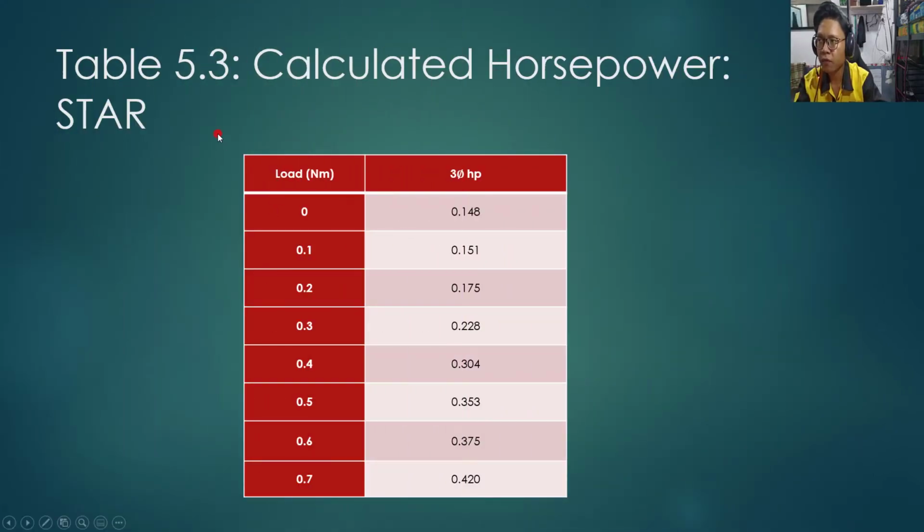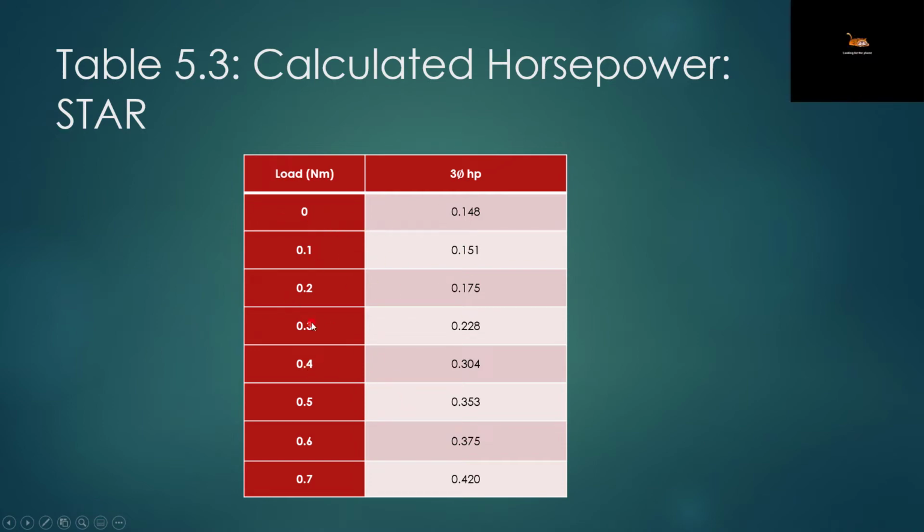The last one is table 5.3, which is for the calculated horsepower in the star connection. As we can see here, there is a load from 0 to 0.7 Newton meter, and then the three-phase horsepower. We calculate the horsepower by using the three-phase power in table 5.1 and the formula of power divided by 746, and then we get the horsepower for every load. As the load increases, the horsepower of the star connection motor increased from 0.148 to 0.420 horsepower.